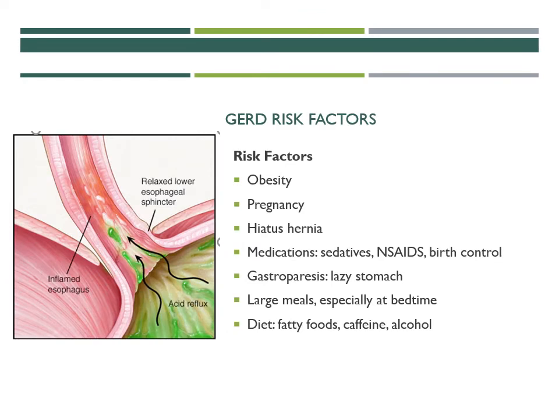Okay, so let's talk about some risk factors that are going to put people at risk for getting reflux of acid into their esophagus. So anything that puts more pressure on your abdomen is going to put more pressure within your stomach, which is then going to force fluid up into the esophagus. Okay, so obesity, especially abdominal obesity, more pressure on the abdomen, more fluid refluxing.